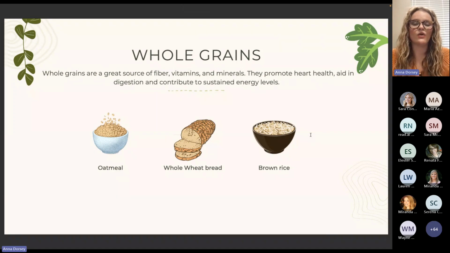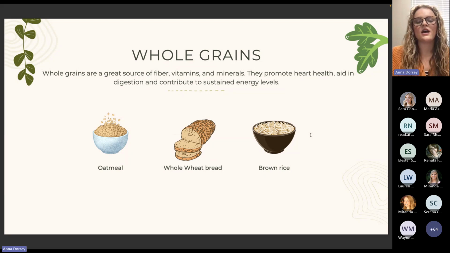Next are whole grains. So whole grains are a great source of fiber. So think about all of those benefits to fiber that we talked about earlier. They're also going to contain vitamins and minerals that are really great. They're going to promote heart health and aid in our digestion and contribute to sustained energy levels and prolonged satiety, or fullness. So some good sources of whole grains are going to be things like oatmeal and whole wheat bread and brown rice.